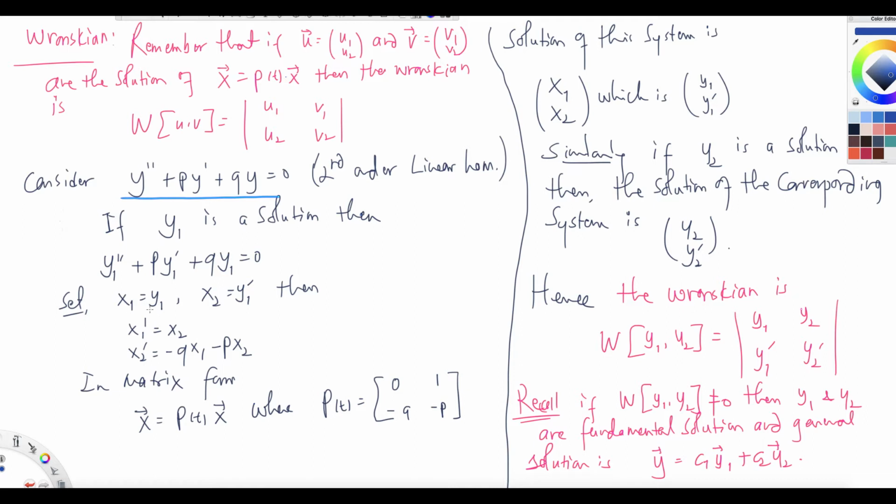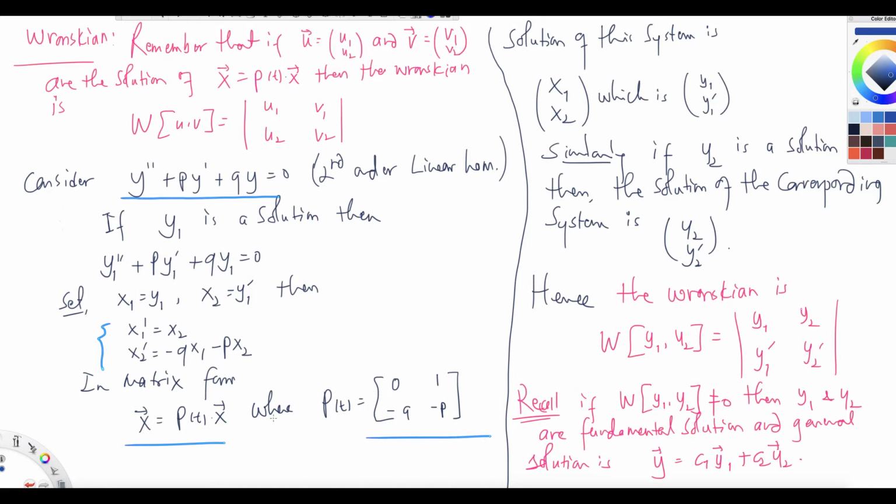You consider x1 = y1 and x2 = y1', instead of y and y', because this equation has y1. So what is the system you get? The system is x1' = x2 and x2' = -q x1 - p x2. In matrix form, you can write x' = P(t)x, where P(t) is the matrix of coefficients: 0 and 1 in the first row, since it is 0 times x1 plus 1 times x2, and in the second row, -q and -p. So this is the matrix you get.